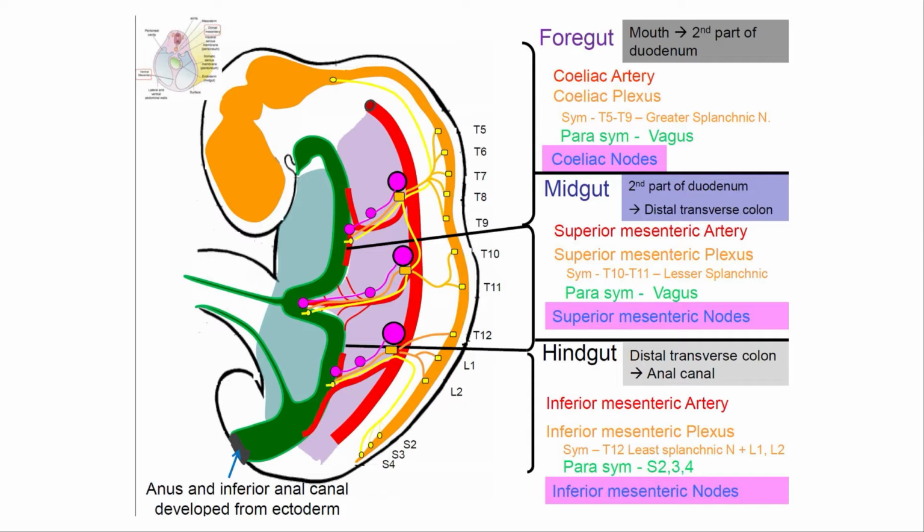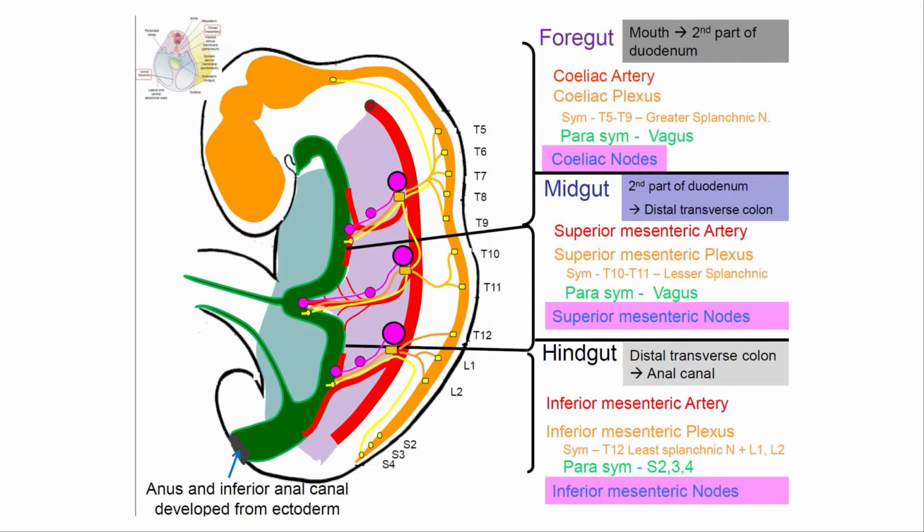Each of these embryonic areas has an artery, a nerve supply, and a lymphatic supply. And it's very easy to remember because it's the same name for each thing. So in the foregut, the blood, the nerve, and the lymph is all the celiac. So the celiac artery, the celiac plexus, and the celiac nodes. The midgut, it's the superior mesenteric, and the hindgut, it's the inferior mesenteric.